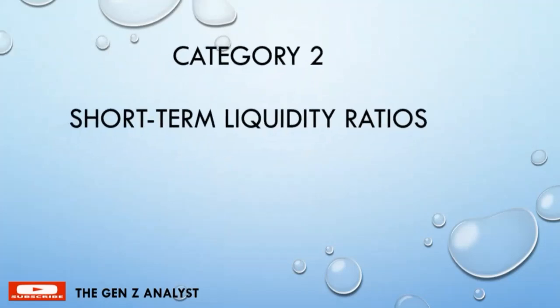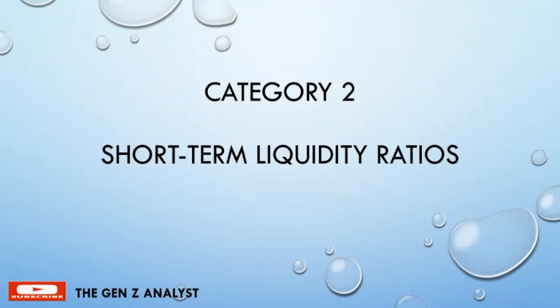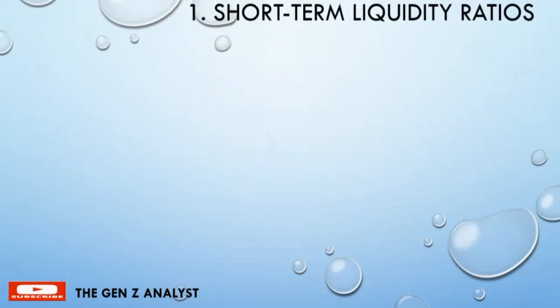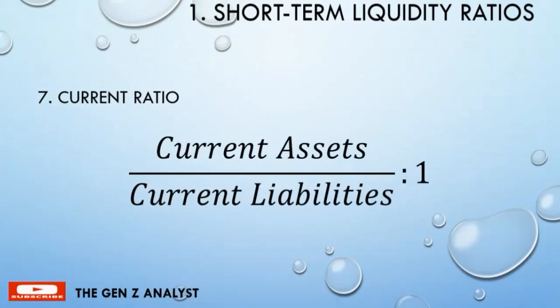All right. Now we go to the second category of ratios, and that is short-term liquidity ratios. With the short-term liquidity ratios, we have the first one being the current ratio. With the short-term liquidity ratios, we are talking about the ratios that are measuring the liquidity position of the business. How liquid is the business, or how often can the business pay its short-term debt when they come due.